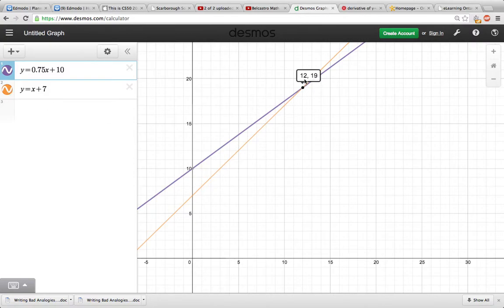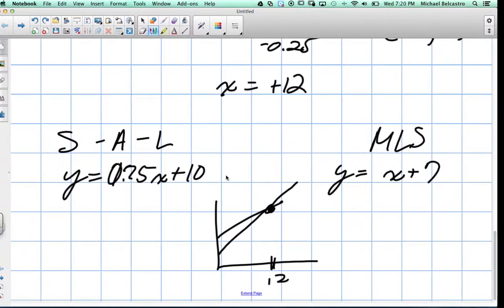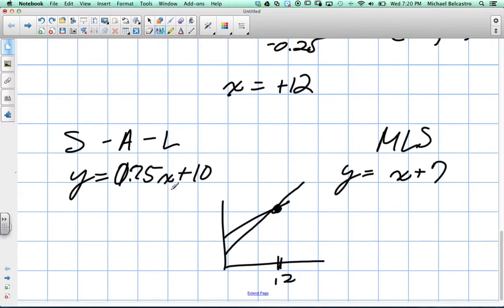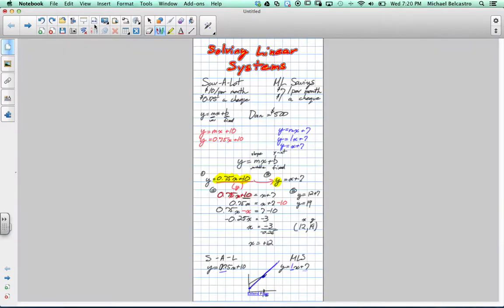Before 12, orange is below, which means what? We spend less. So who's better between 0 and 12 checks? The Maple Leaf. And after 12 checks, it makes more sense to go with the Save-A-Lot. And we could have deduced that by thinking of this idea. This one had a 10 y-intercept, so it was a little higher. The other, 7, is a little lower, but it was steeper, its slope. So it was going to gradually increase, and once it caught up, it would be above. Does that make sense?